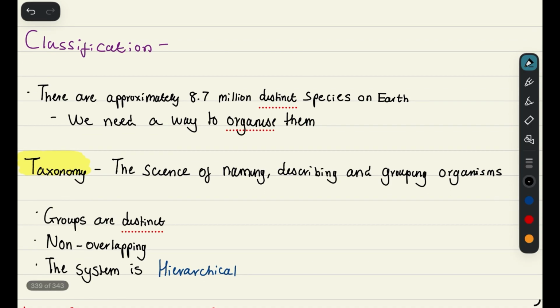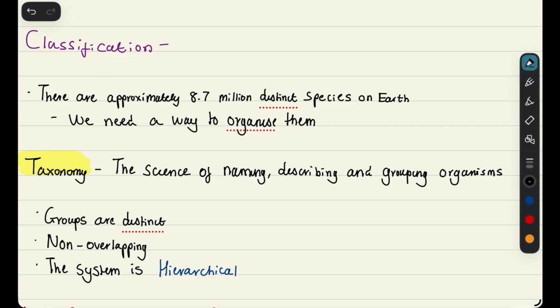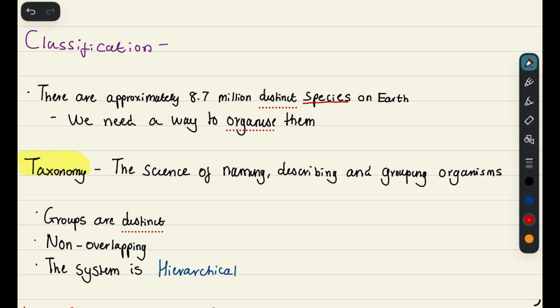And when we have these different groups of organisms, we need to make sure that they're distinct, non-overlapping, and hierarchical. Cool. We'll get into what that means, but first of all, an important one, kind of a throwback: we need to be able to define this word species, right? Species is a group of organisms that can interbreed to produce fertile offspring. Very, very important definition in biology.